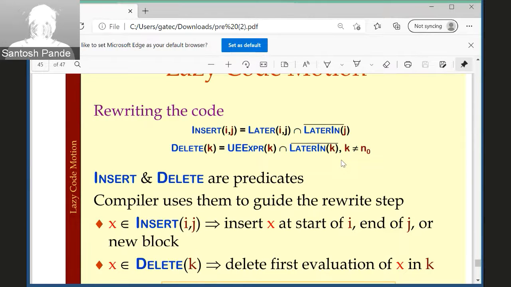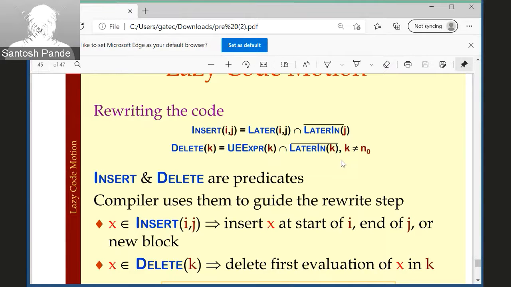Now let us consider the other case, when letter in K was in fact false. Remember, when letter in K was false and the expression was upward exposed, we deleted it. But what if the second condition is true: the letter in K expression was true, and the upward exposed expression is also true.